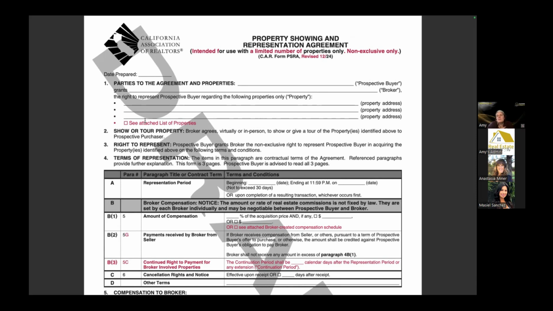So I wouldn't want to use this only because it's non-exclusive, but if you're going to go meet with a client for the first time or a potential client for the first time, maybe they're Zillow, they want to go see 5 properties, you could use this. Just use the attached list of properties because it no longer clarifies 5, it just says limited number.